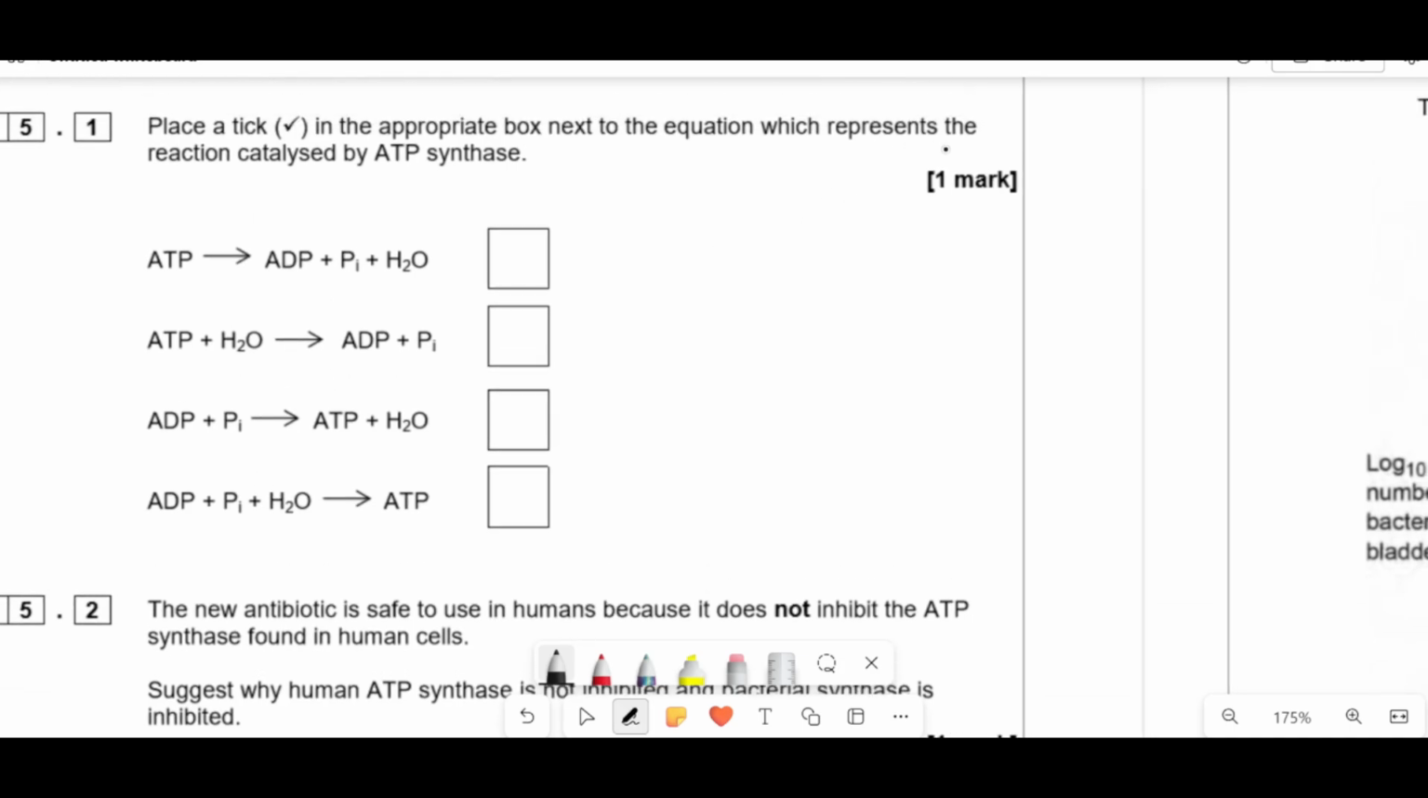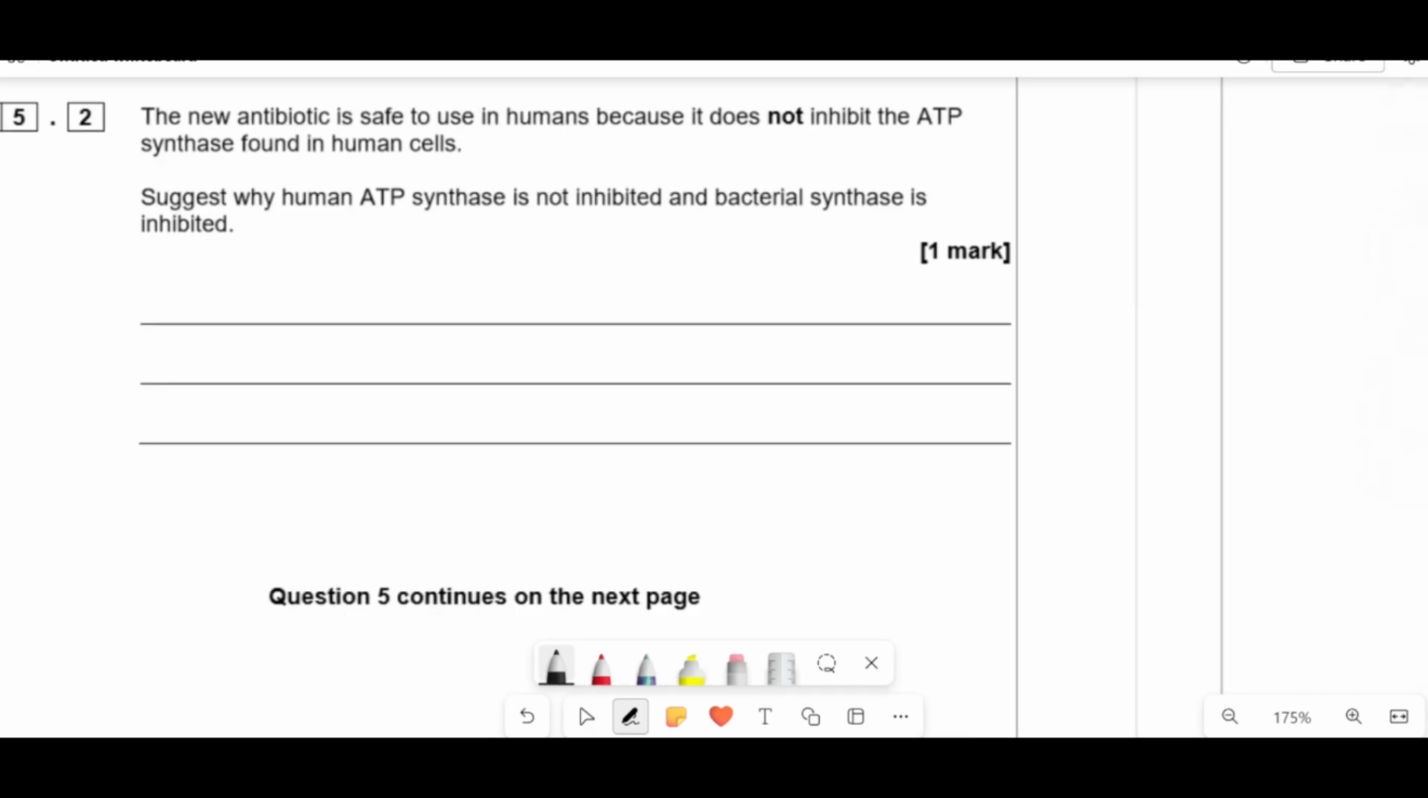So you're synthesizing ATP from ADP and Pi, which means you're going to do a condensation reaction, which means you're releasing water, so it's got to be this one. The new antibiotic is safe to use in humans because it does not inhibit ATP synthase found in human cells. Suggest why ATP synthase is not inhibited and why bacterial ones must be instead.